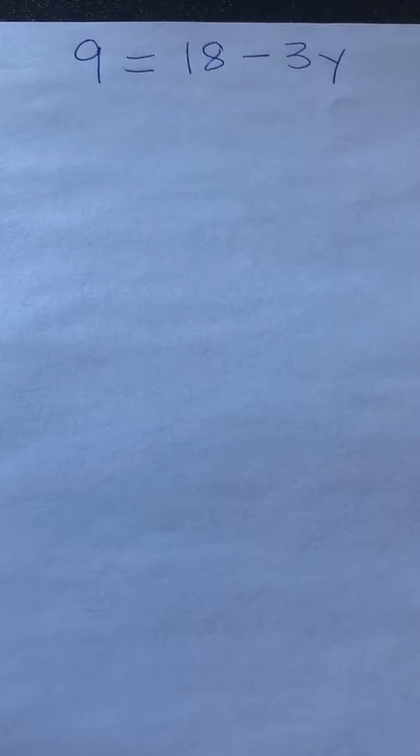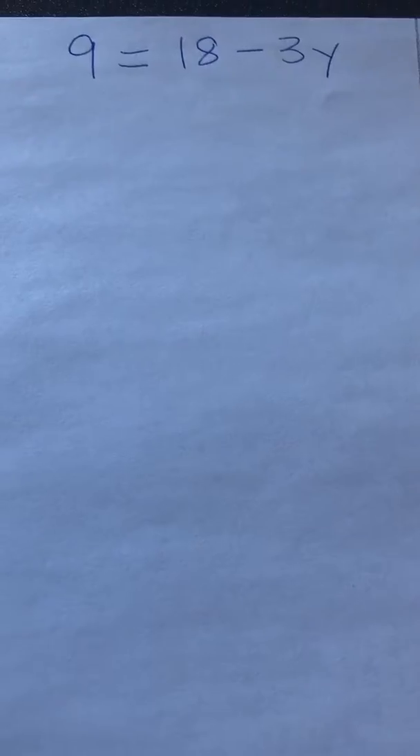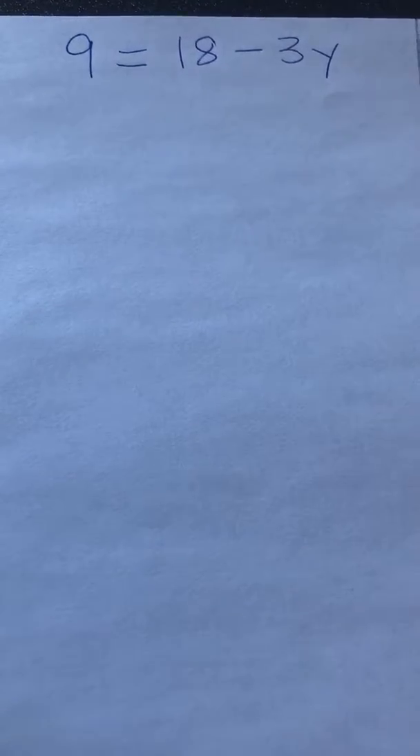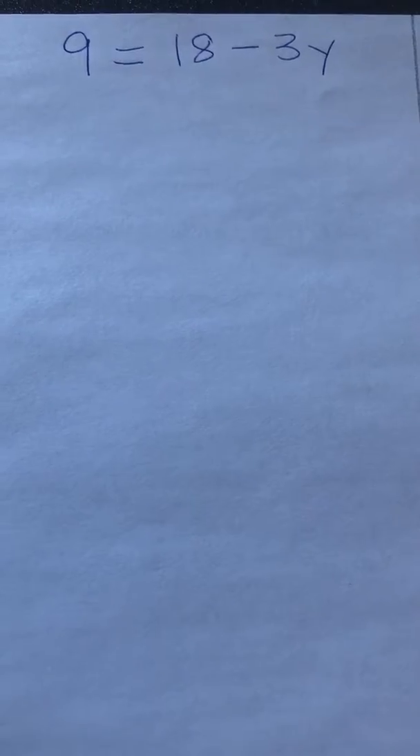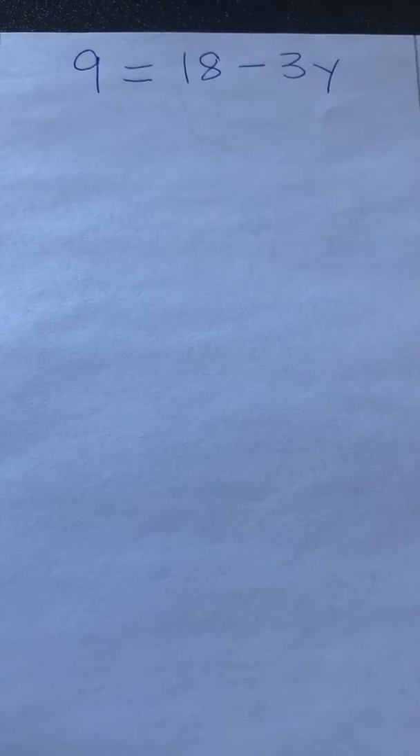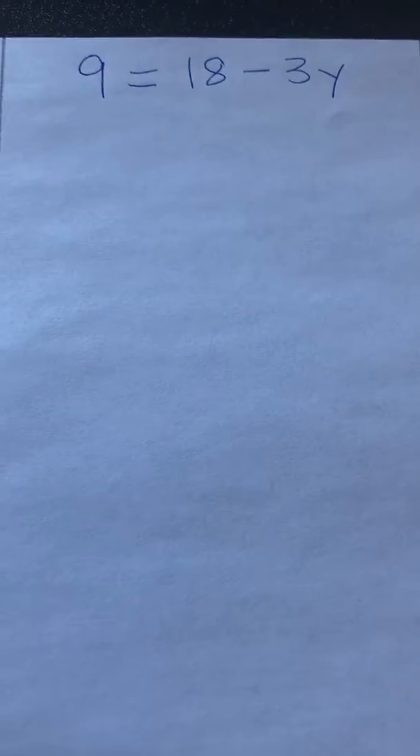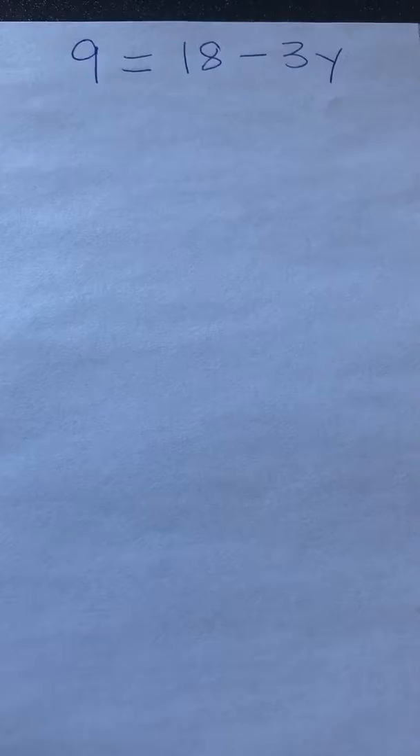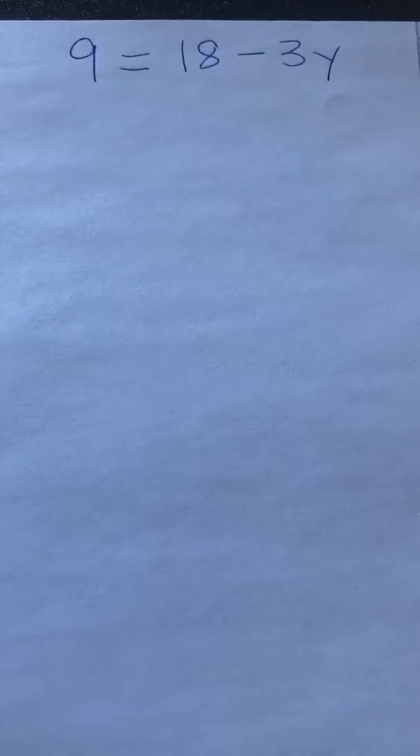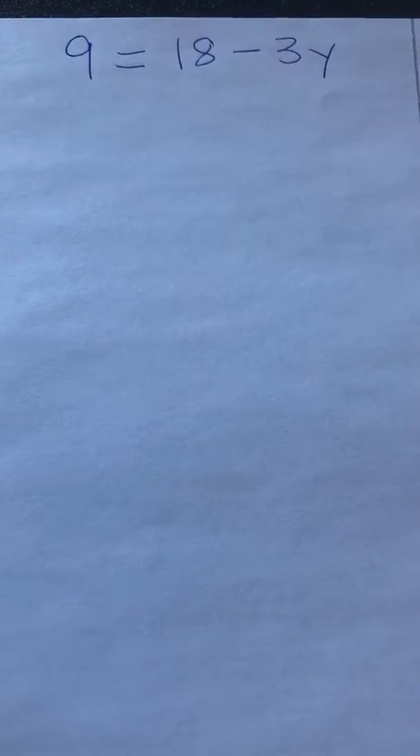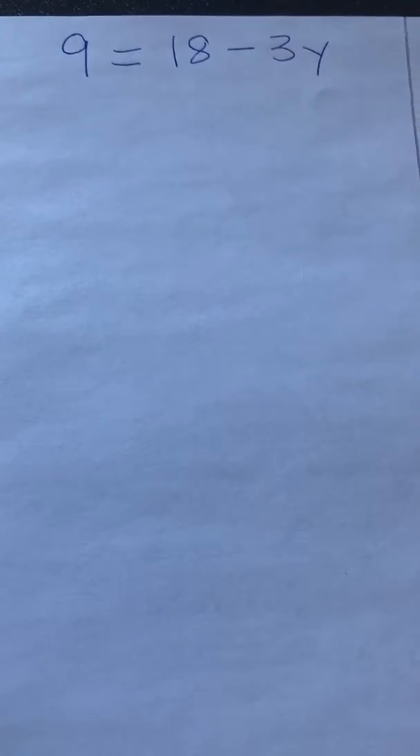When you are revisiting the layout or reworking the layout, make sure to pay very close attention to the signs. In this equation, 9 is positive, 18 is positive, and minus 3y is negative. So make sure when you are repositioning numbers in laying out an equation, you always pay attention to the sign that's in front of the number or the expression.